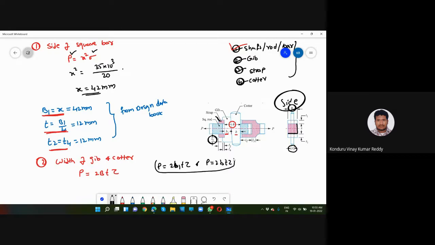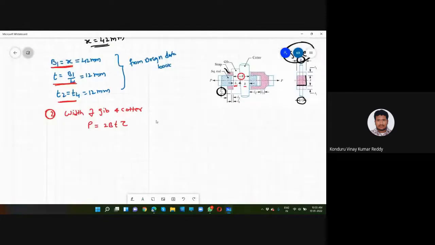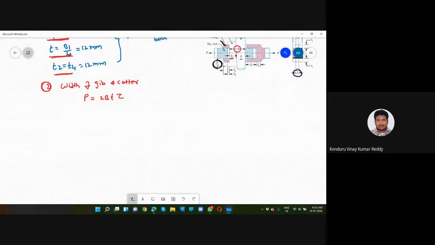These two are the formulas you have to write combinedly. That should be equated to this P value. Instead of these things, what I will do is I will just find out the value, and then I will find the B1 value and B2 value as per the ratios provided in the design data book.